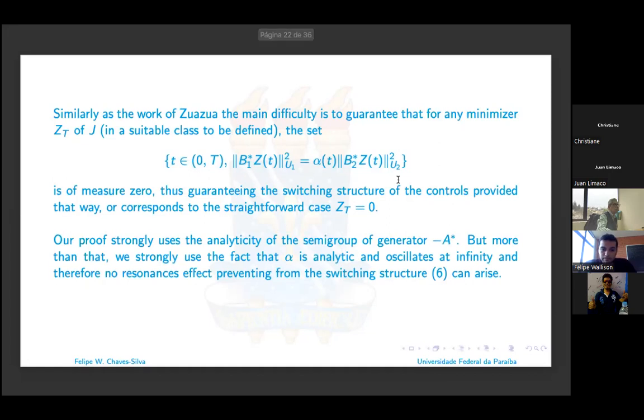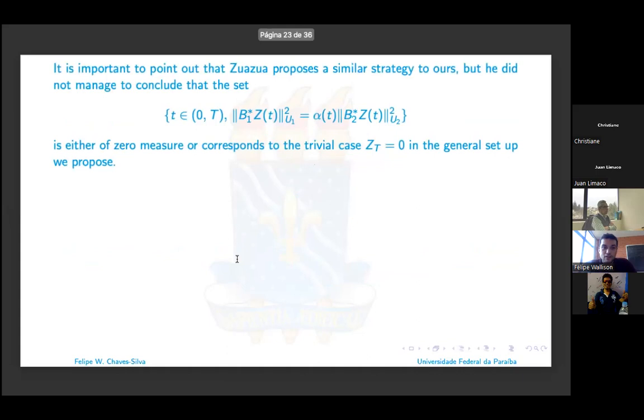And that's a little bit of work. You need to use the analyticity of the semigroup. So that's why we are only able to obtain results for parabolic type systems. And here we moreover need to use the fact that alpha is analytic and oscillates at infinity. So we avoid the resonance effect for the solution, because the two components would resonate at the same frequency, and then you could not see that when one is zero, the other one is not zero. So you need to guarantee this, and this is the role of alpha in the game. Okay. So this is the general idea.